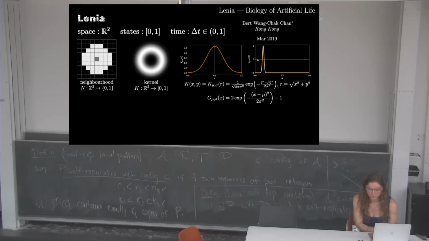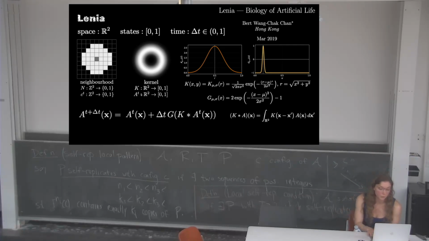The growth function has both negative and positive values and need not have an integral of 1. So how do we put all of this together? In the classical discrete case, for a binary cellular automaton, the configuration is a function from Z² to {0, 1}. In the continuous case, at some time t, it is a function from R² to [0, 1], not necessarily with a finite support.